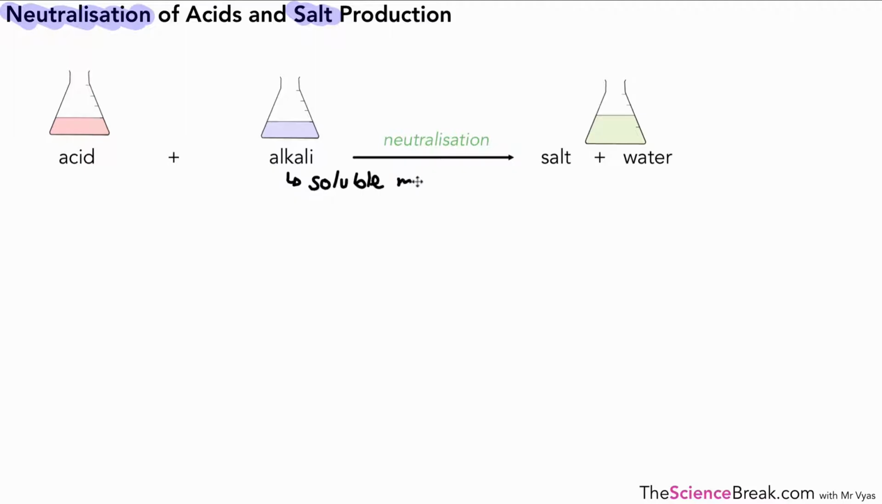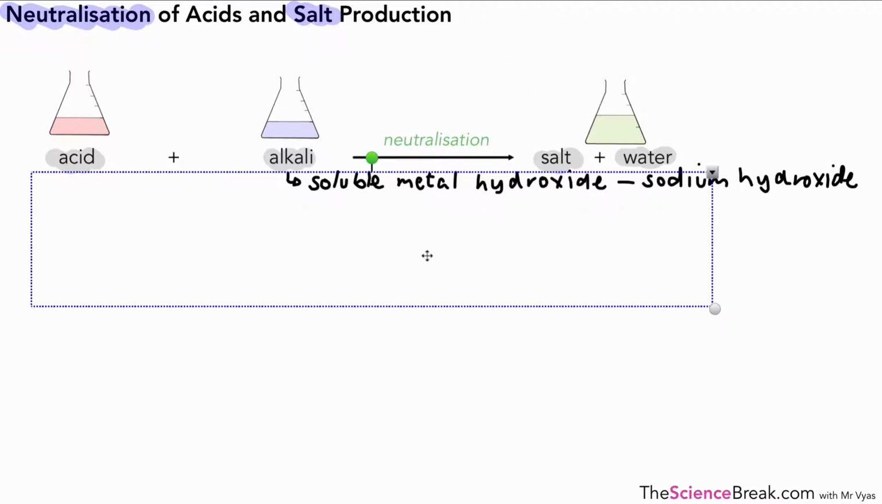And by alkali, examples would be soluble metal hydroxides. Most metal hydroxides are insoluble, but the ones that are soluble, for example, sodium hydroxide, these are what we call alkalis. And when they react together, we get a neutralization reaction and we get the production of a type of substance called a salt, and water. So that's our first one.